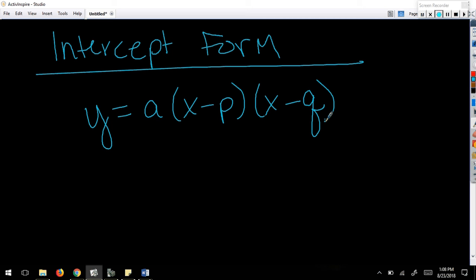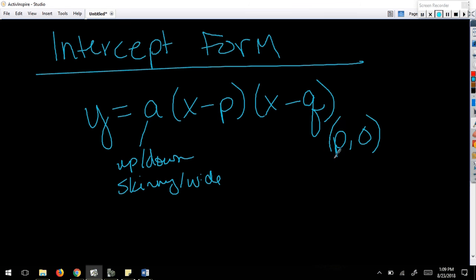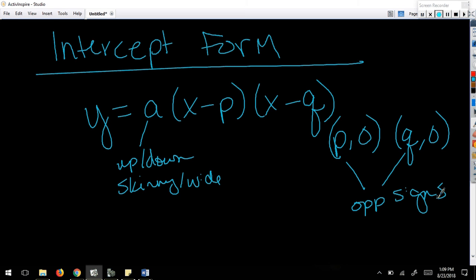This form, 2 parentheses, gives you 2 points. And those 2 points are the 2 X-intercepts. Okay. A still does the same. We're still up, down, skinny, wide. But what this is saying is P, 0 and Q, 0, opposite signs, are 2 points on the graph. Those are the 2 places where it crosses the x-axis.